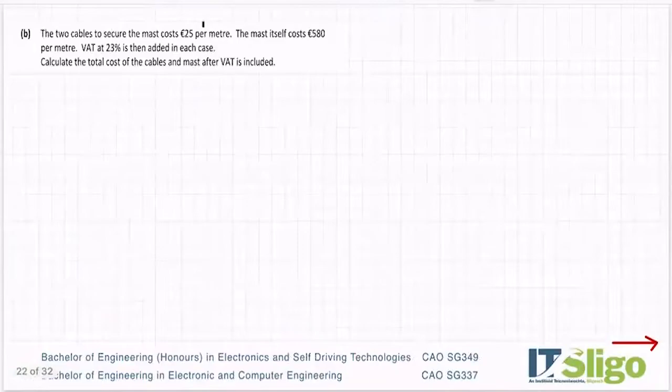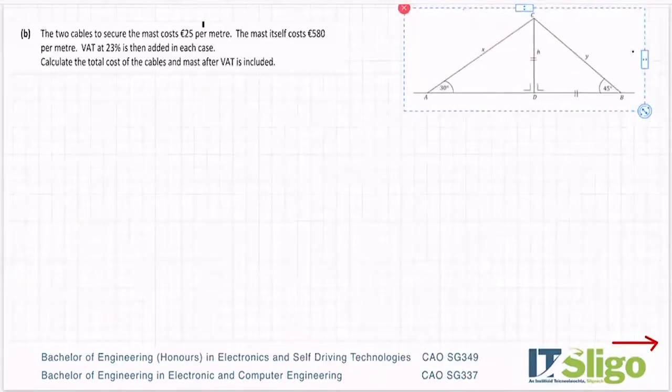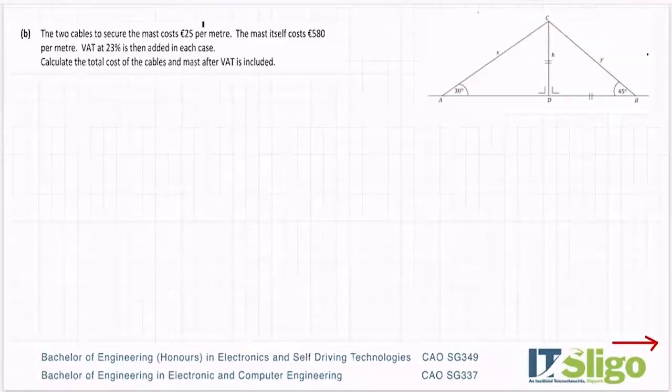Part B, the two cables to secure the mast cost 25 euros per metre. The mast itself costs 580. Let me see if I can paste. Do I get the diagram here again? Oh, great. So that was the two cables, wasn't it? And the mast itself was the bit in the middle. Costs 580 per metre. VAT at 23% is then added in each case. Calculate the total cost of the cables and mast after VAT is included.